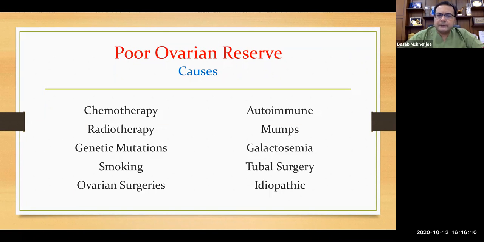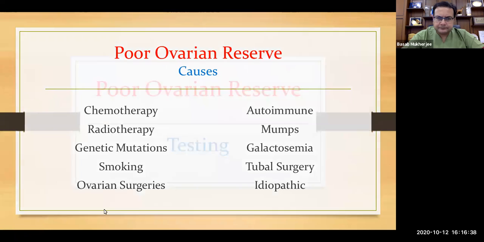Then there are autoimmune diseases, where if there are antibodies in the body against other endocrine glands, then you can also have antibodies against some aspects of the ovary, and in that case you will have decreased ovarian reserve. That is seen and documented in some cases. Then metabolic diseases like galactosemia are also shown to be associated with poor ovarian reserve.